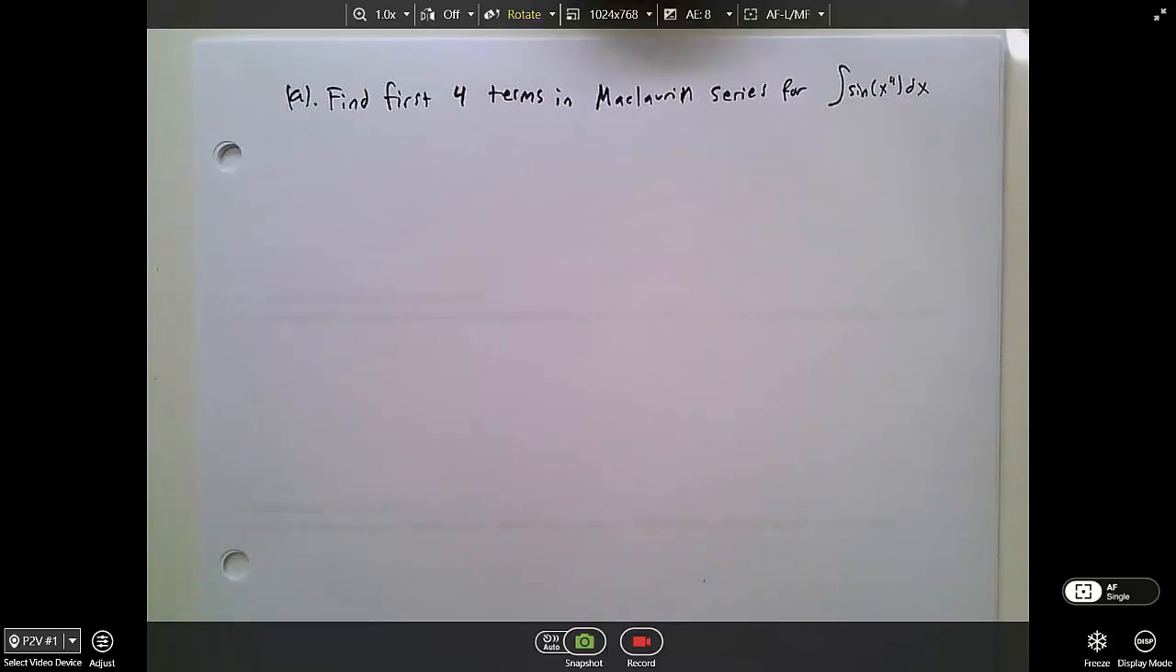So part A says find the first 4 terms in the Maclaurin series for the integral of sine of x to the 4th dx. So the whole trick here is you have to actually know what the Maclaurin series for sine of x is, and then you make a substitution of x to the 4th into that series. So give that a try.